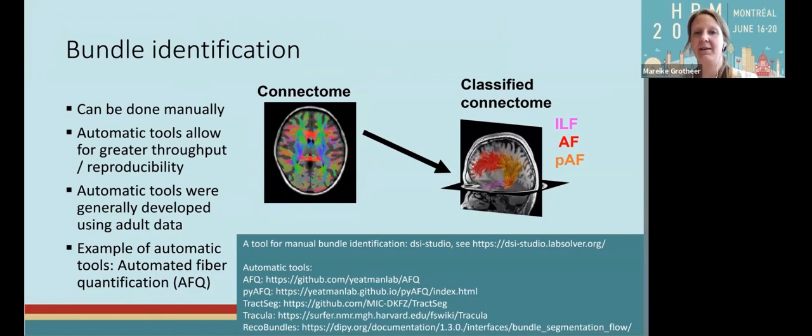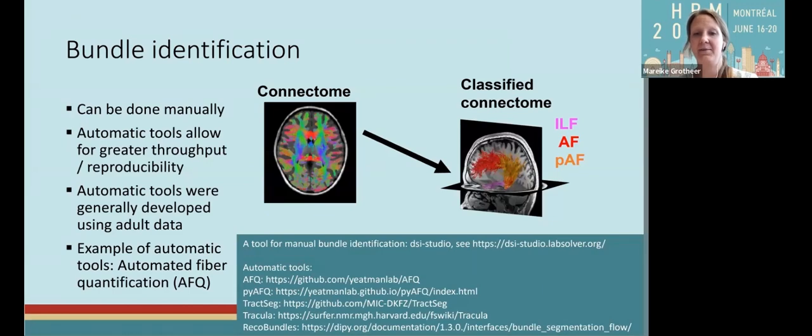We can do so manually by basically chopping away at the connectome until we have the bundle we're interested in. This, however, takes a very long time. For me personally, it takes at least an hour per bundle, so I would not want to do this for a lot of bundles or large data sets. Moreover, identifying bundles manually will limit the reproducibility of the results. Hence, it's generally advisable to use automatic tools for this.